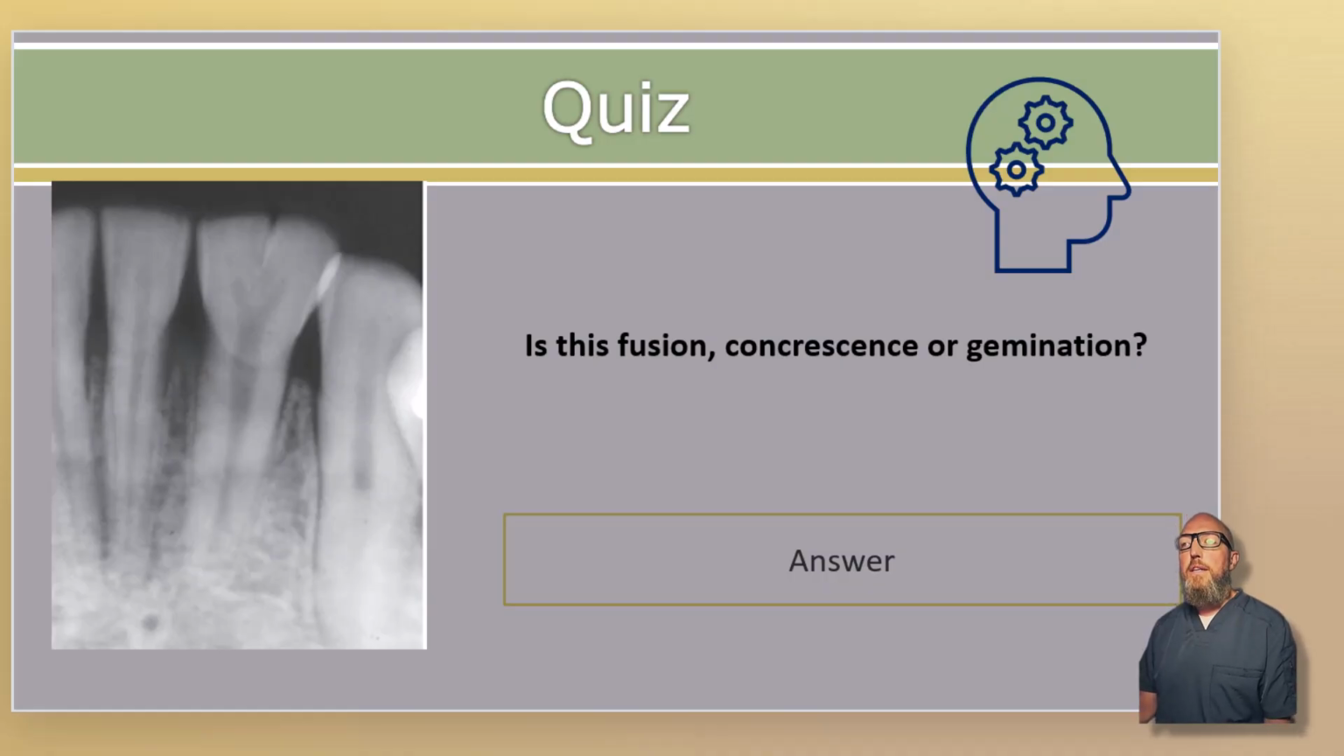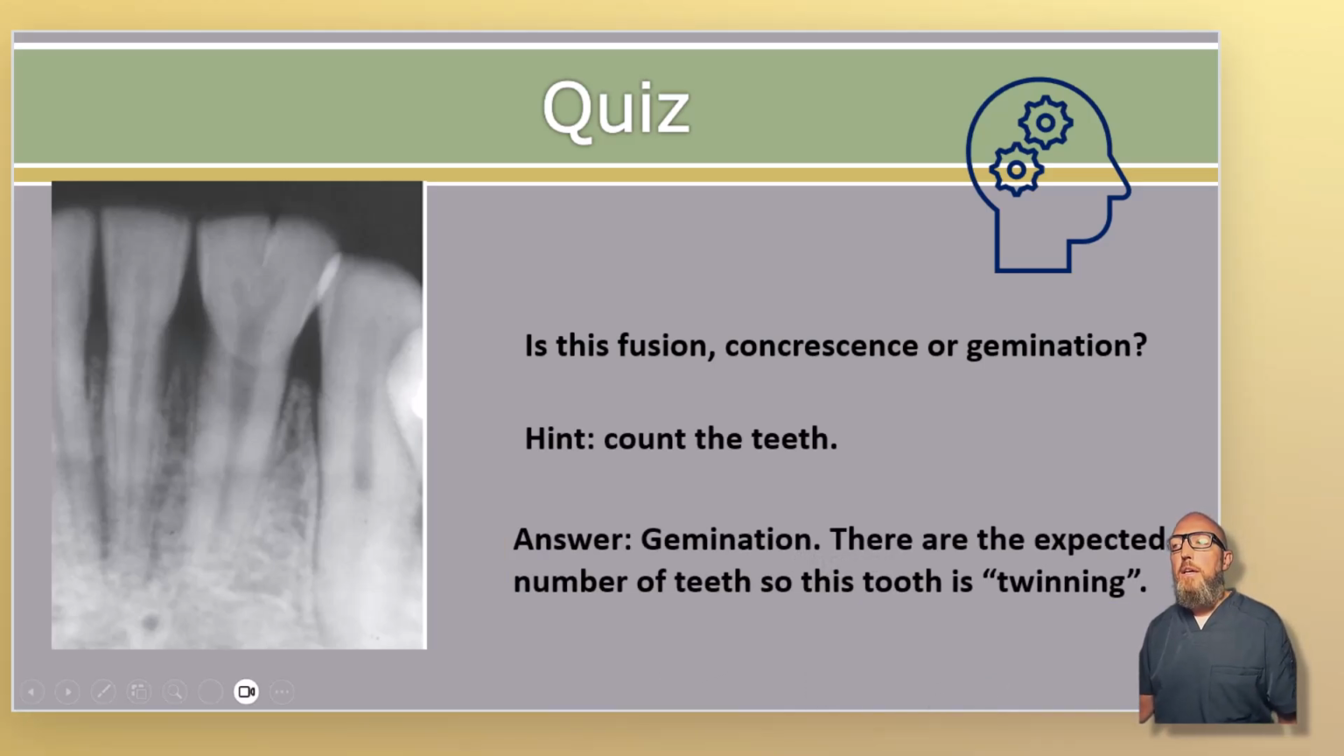All right, quiz on this one after what we've just talked about. Is this fusion, concrescence, or gemination? The tip here was what? Count the teeth. Do we have an extra tooth, are we missing a tooth, or is it the right number of teeth? Well, look at our canine here. Hopefully you can recognize the morphology of the canine. And these are our central incisors, 24, 25. So this is just one tooth. It's splitting into two. So if you count the teeth, the tooth count remains the same. So the answer is gemination. It is the expected number of teeth, so the tooth is twinning.